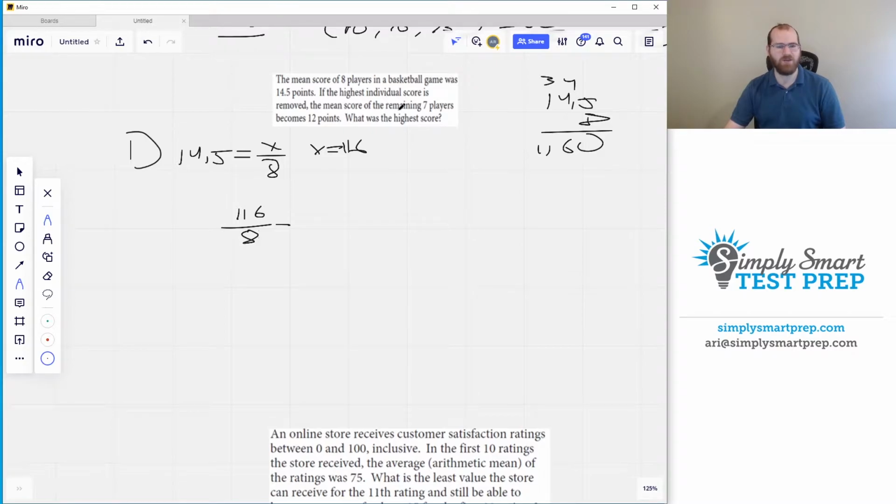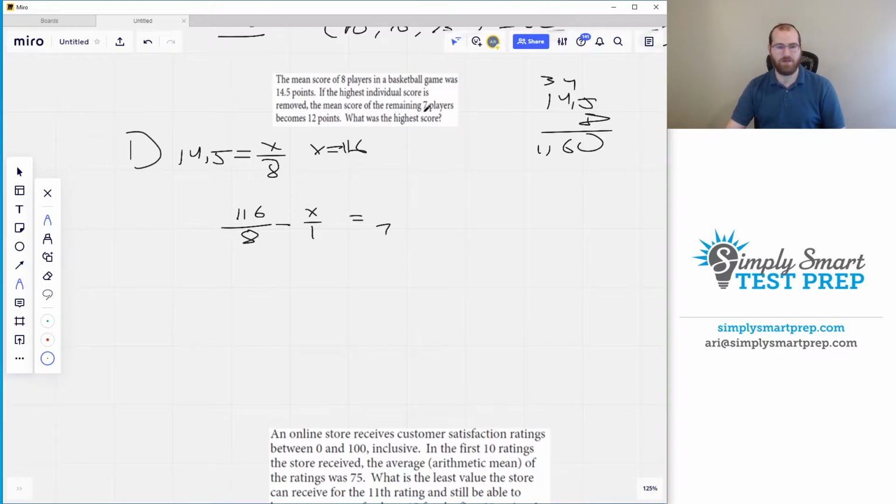If the highest individual score is removed, okay, so I subtracted one score, x, and what I'm doing here is really treating the numerator and the denominator as two separate problems. So 116 minus x is going to equal something, and 8 minus 1 is going to equal something. Well, 8 minus 1 equals 7. Let's look at the remaining part of the question.